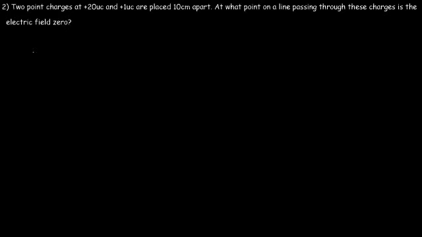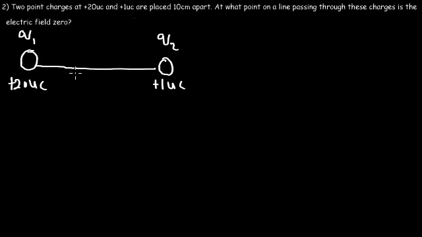Let's begin with the diagram. So assuming this is Q1 and this is Q2. Q1 possesses a magnitude of positive 20 microcoulombs. Q2 has that of positive 1 microcoulomb. The distance between Q1 and Q2 is said to be 10 centimeters, which should be the same as 0.1 meter. 10 centimeters divided by 100 will result in 0.1 meter.